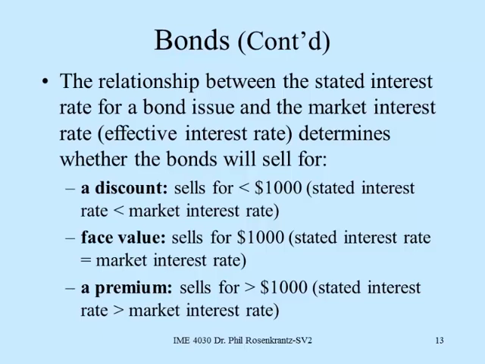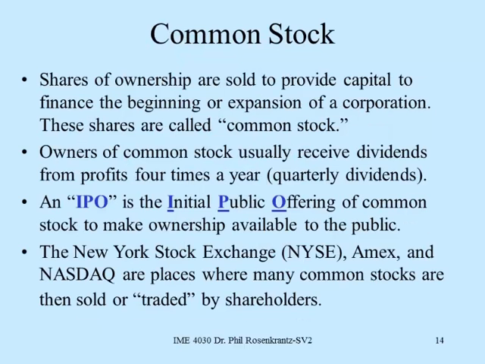Okay, let's move to slide 14 and talk about common stock. The equity part of the profit and loss statement refers to common stock. Common stock are shares of ownership in the company that are sold to provide capital to finance the beginning or the expansion of a company, of a corporation. And like I mentioned, this is often called common stock. There are other kinds of stocks, but common stock specifically refers to ownership in the company. Owners of common stock usually receive dividends from profits, typically 4 times a year. Those are called quarterly dividends.